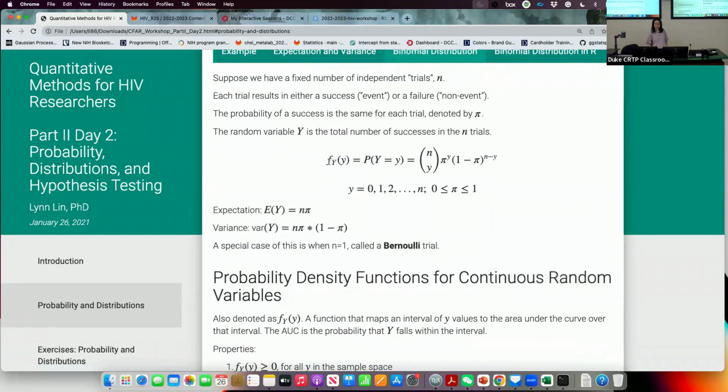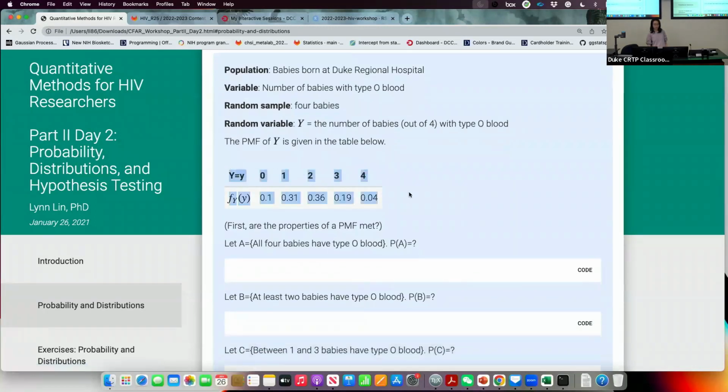And this is the PMF, the probability mass function associated with this binomial random variable, right? When you look at this PMF, you're probably wondering how you actually get these probabilities. This is maybe just 5 possible numbers. What if you have a larger number of trials? Instead of looking at 4 babies, you are looking at 40 babies. Then the sample space will go larger. And then how do you get all these probabilities?